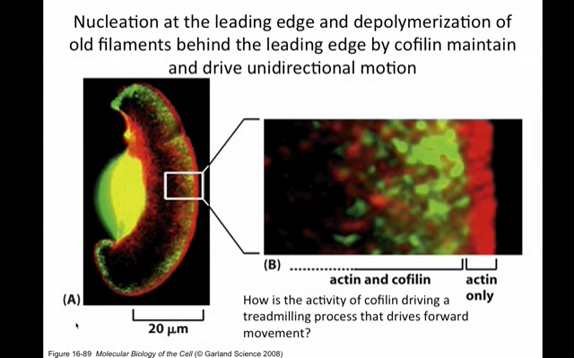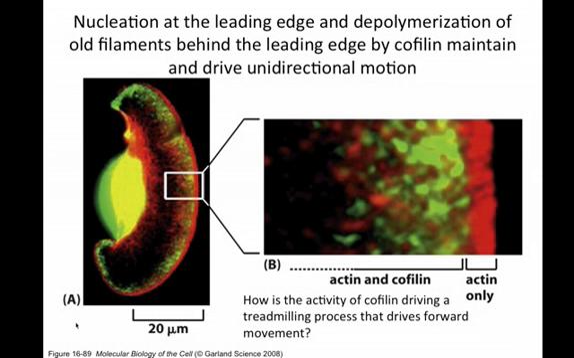But when you're talking about treadmilling, yes, you're disassembling at your minus end, you're adding at your plus end, and that increasing size at your plus end is what's moving the cell forward because you're pushing up against your plasma membrane. And so how is cofilin driving this? Well, what's it doing? It's promoting the disassembly at your minus end.